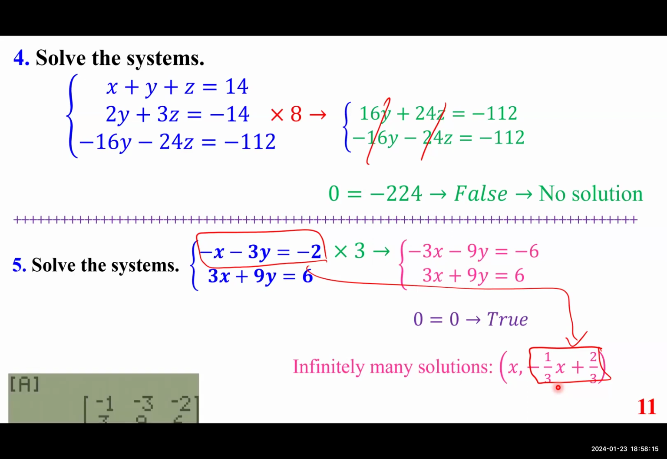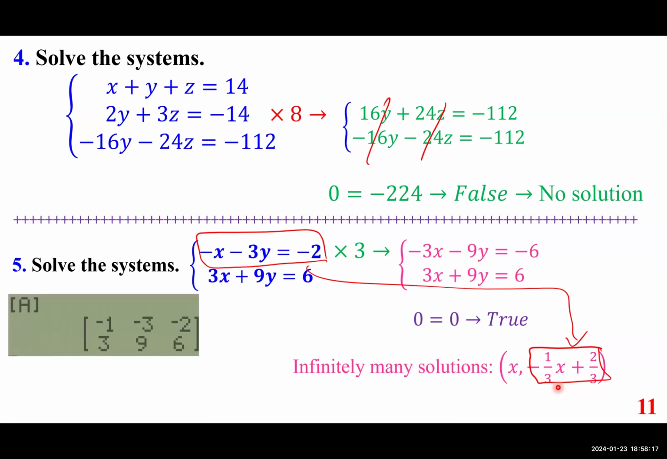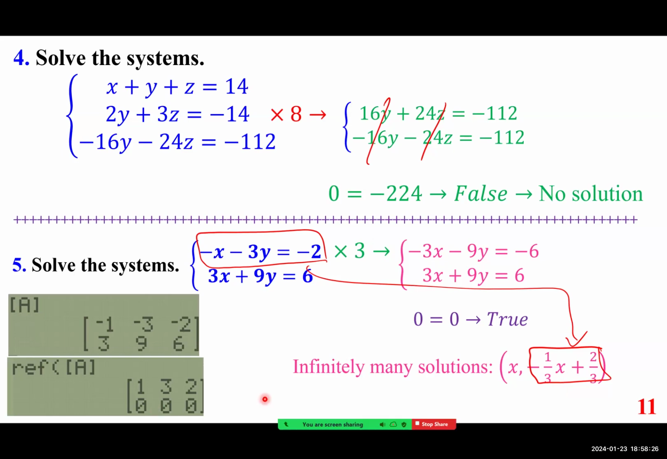Let's do it with the matrices. So here's the matrix A. If I go with row echelon form, the bottom row consists of nothing but zeros. If all of them are zeros, you have a dependent system with infinitely many solutions.